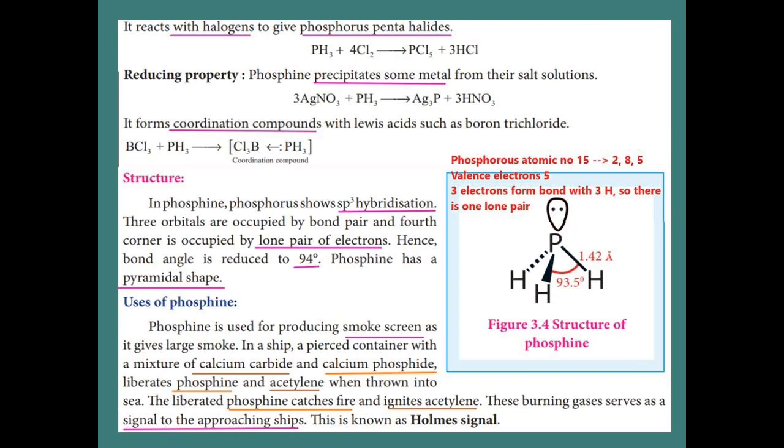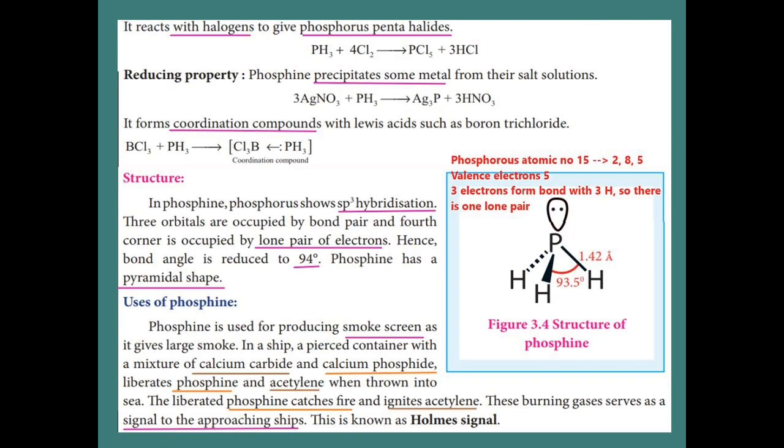The same way calcium phosphide reacts with water, it gives phosphine. Then phosphine easily catches fire in the atmosphere, and it also ignites the other product, acetylene. So the burning of these gases serves as a signal to an approaching ship.